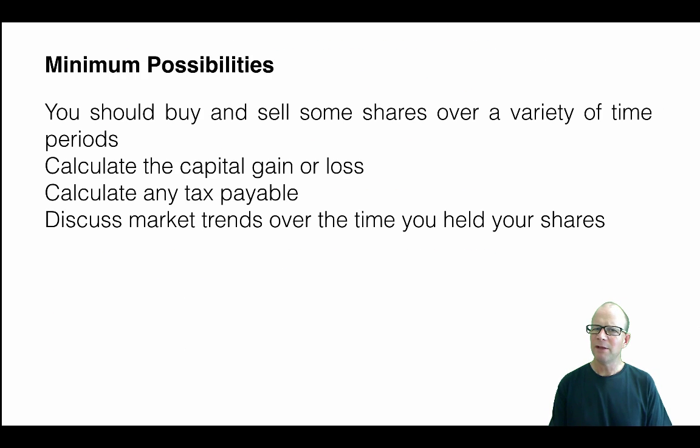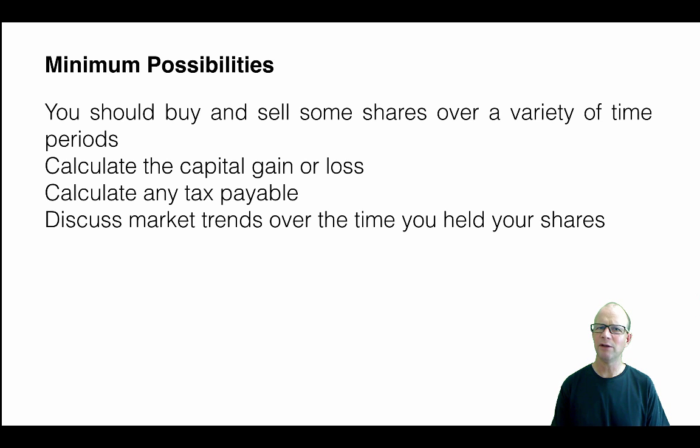Firstly, having that money there, the $40,000, is a hint to be buying and selling shares over a variety of time periods. So you might look at short-term versus long-term investment and see if one of those methods actually brings you better returns. You'd need to take into account calculating your capital gain or loss, your profit or loss. Calculate any tax that you've got payable so you can work out your actual gain at the end. And then you can discuss market trends over that time that you've held the shares.